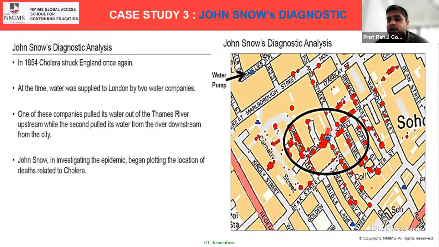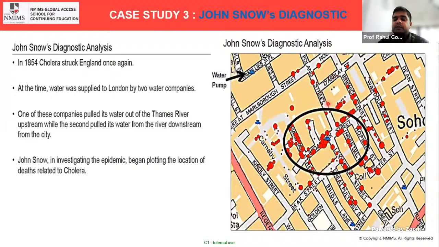And he was right in identifying the root cause, that this was in fact the issue. When the water supply from this pump was stopped, the cases started coming down, and then the issue was not seen progressing or developing. So this pump was pulling the water from the river downstream, which was more contaminated. And that is what they realized, that contaminated water is the source of this disease, cholera. And that is how he helped arrest or stop cholera from spreading in England.